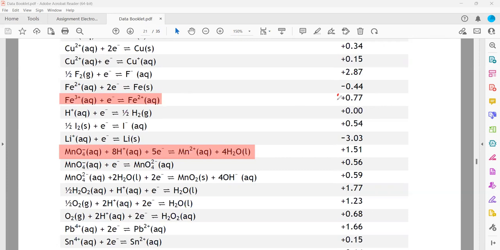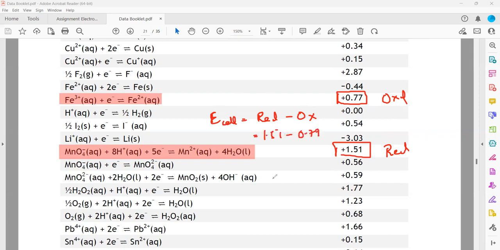Now you can see two electrode potentials are there. One is 0.77, another one is positive 1.51. The higher value is where reduction happens, and the smaller value is where oxidation happens. And how do we work out the electrode potential of a cell? Just remember redox means reduction minus oxidation. So reduction was 1.51 minus oxidation 0.77. This will give us the standard electrode potential of a cell. So it will be 1.51 minus 0.77, which equals 0.74 volts.